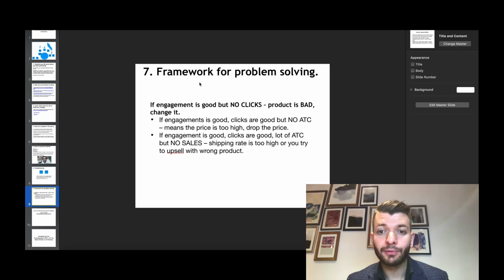So if engagement is good, clicks are good, a lot of add to carts, but no sales, then shipping rate is too high, or you try to upsell with the wrong product. So, very simple framework, but you can use it to basically solve any issue with your advertising. You want to analyze what the bottleneck is and how to fix it.